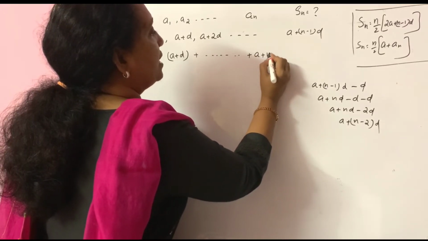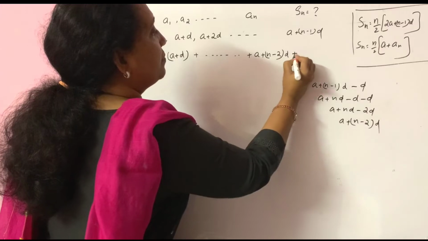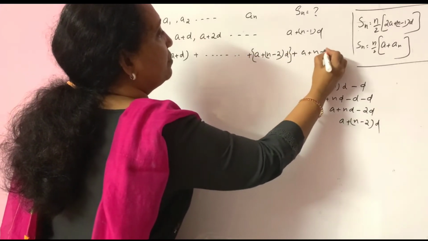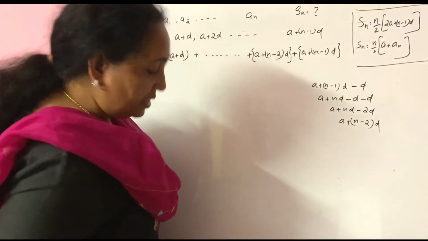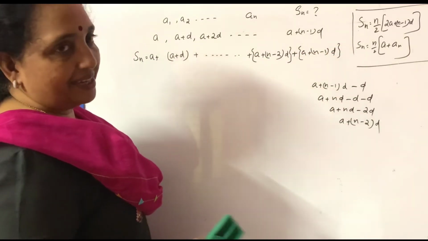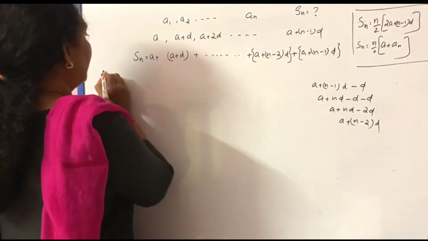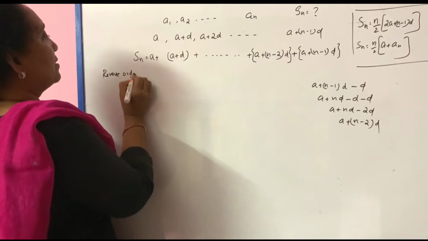So the last two terms are a plus n minus 2 into d and a plus n minus 1 into d. We want to find out the sum. For getting the sum, you write the AP in its reverse order. Once again, you write it in reverse order.